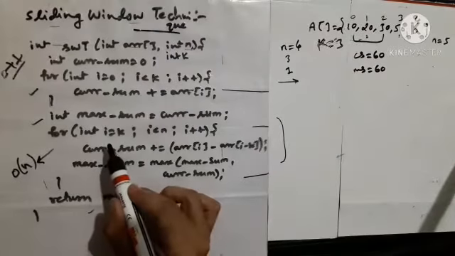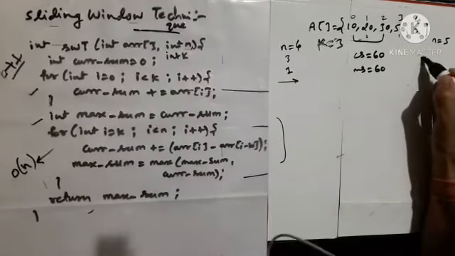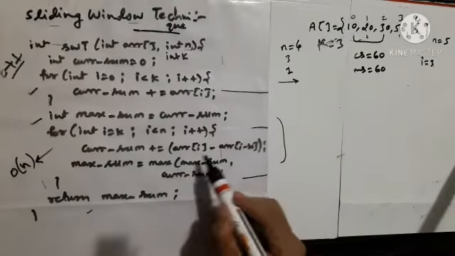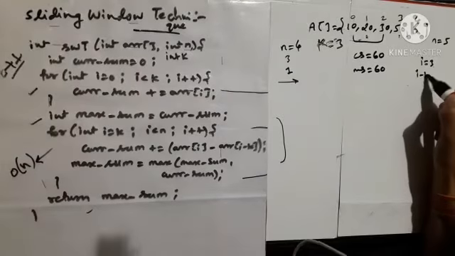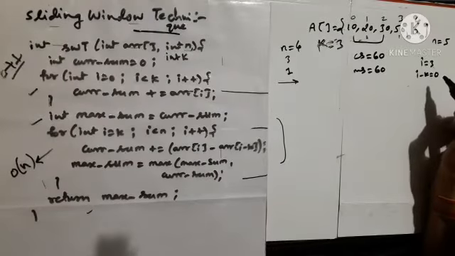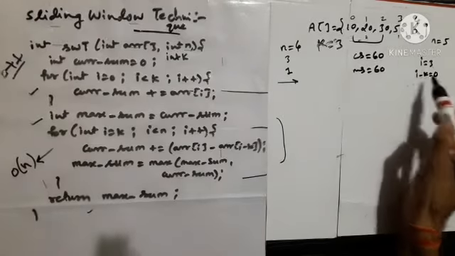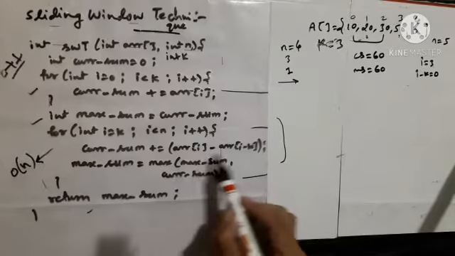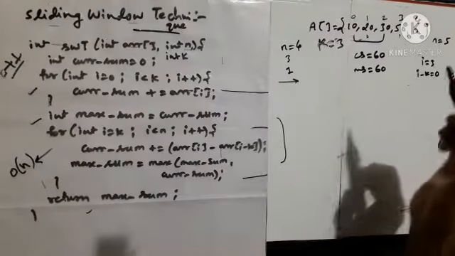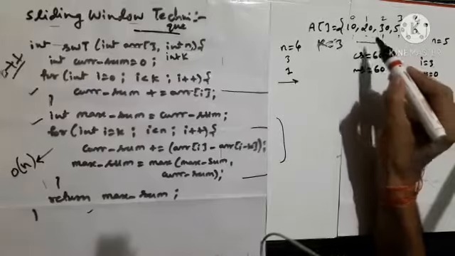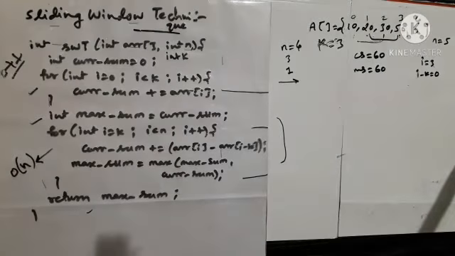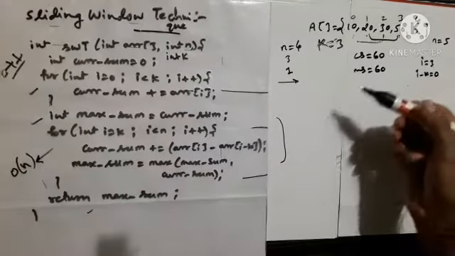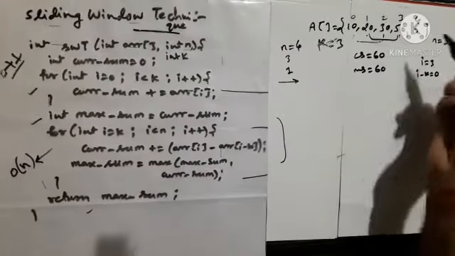Now I'll enter into this loop, for int I equals k. What is the value of k? 3. So I value is 3. What is the value of I minus k? I minus k, definitely it is 3 minus 3, which is 0. What is done by this thing? It is doing nothing but shifting the window. If you clearly see, it is just moving the window, and this is the thing which I have to do also, I have to shift my window.